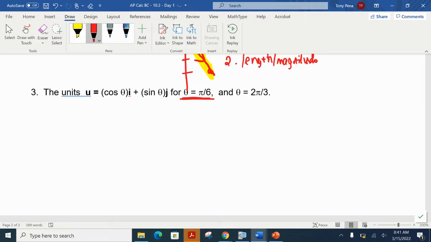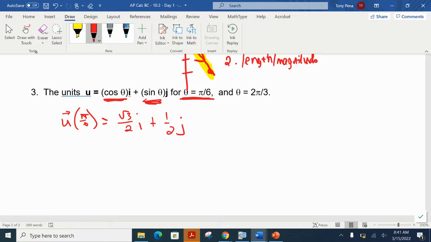So if I wanted to figure out what vector I form from 0 to pi over 6, this unit vector, I would just say the vector drawn at pi over 6, you're just plugging in. So the cosine of pi over 6 is √3/2. That's our i position. And the y position at pi over 6 is 1/2. So that is your j position.